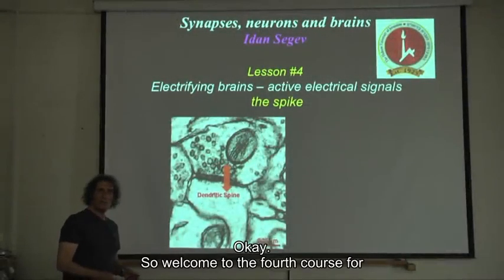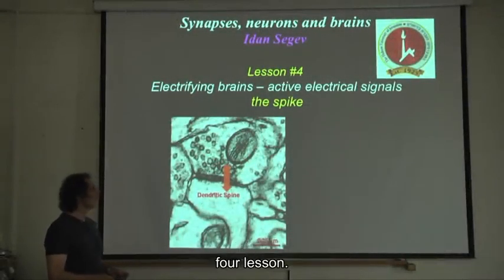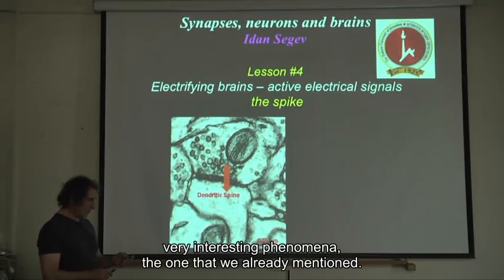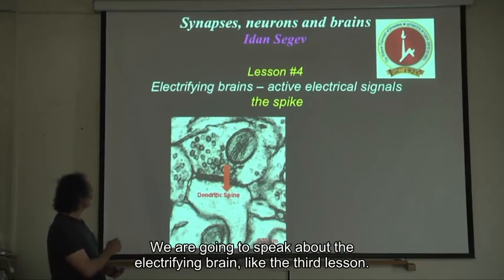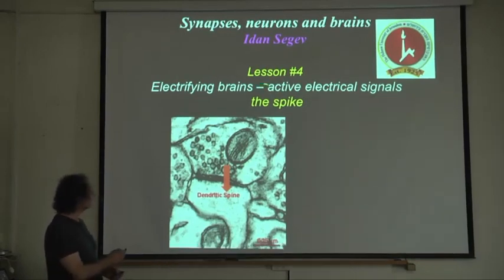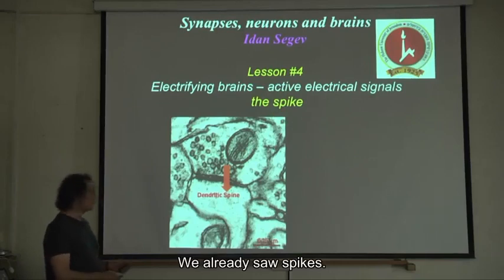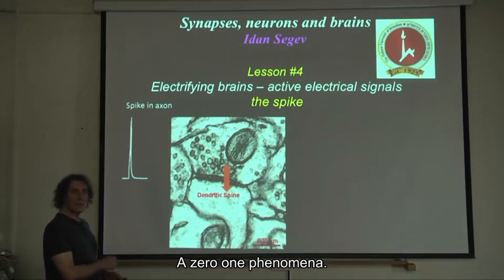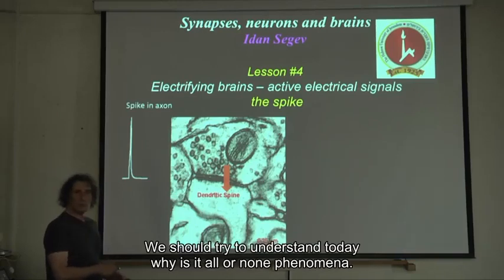Okay, so welcome to the fourth lesson of the course. Today we are going to focus on a very particular, very interesting phenomenon, the one that we already mentioned. We are going to speak about the electrifying brain like the third lesson, but in this case we are going to talk about the active signal, the spike. We already saw spikes. The spike is an all or none phenomenon, a 0-1 phenomenon. We shall try to understand today why it is an all or none phenomenon.